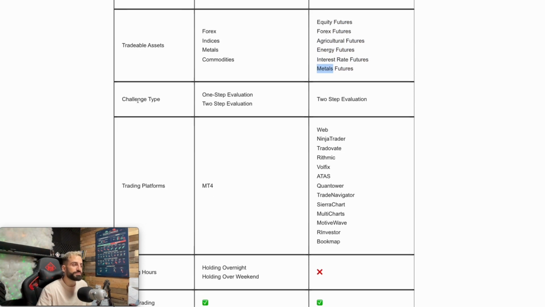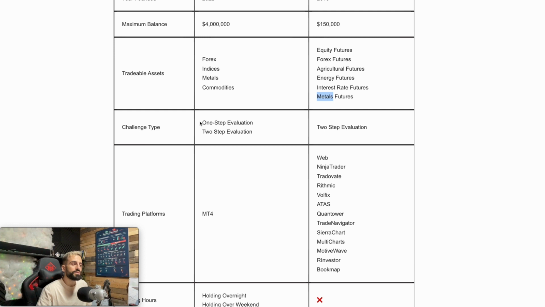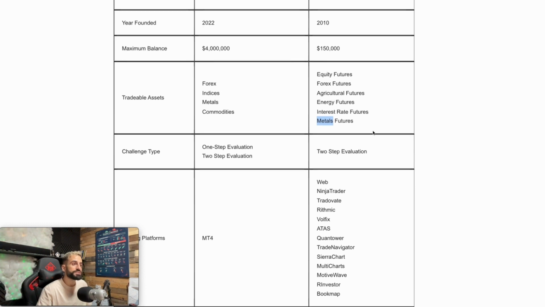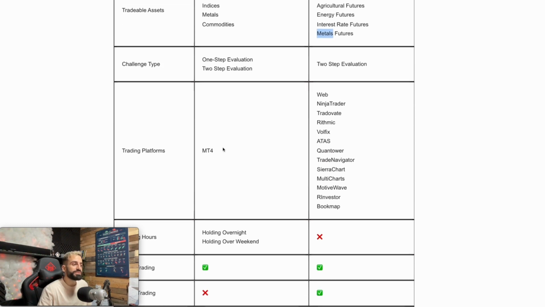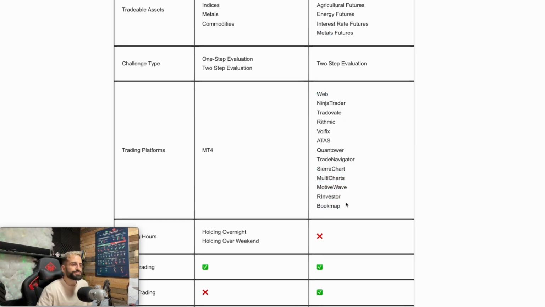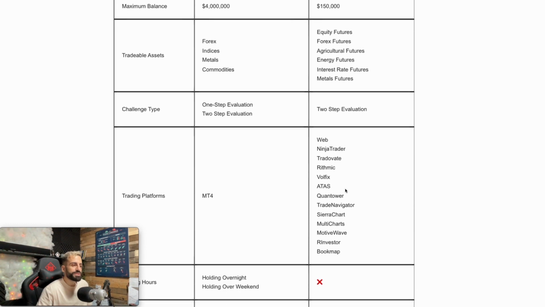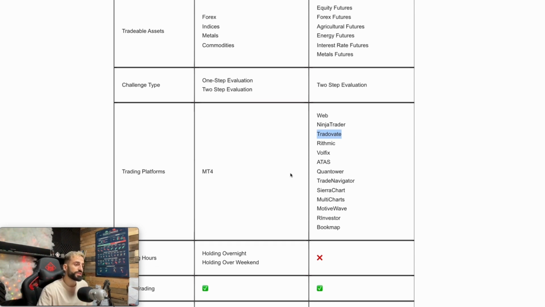The challenge type: only a two-step evaluation for Topstep, and one and two-step for FundedNext. The trading platform is MT4 for FundedNext, and all of those for Topstep. TopstepX gives you the option to connect to TradingView and trade from TradingView. So that is nice as well. Keep it in mind.